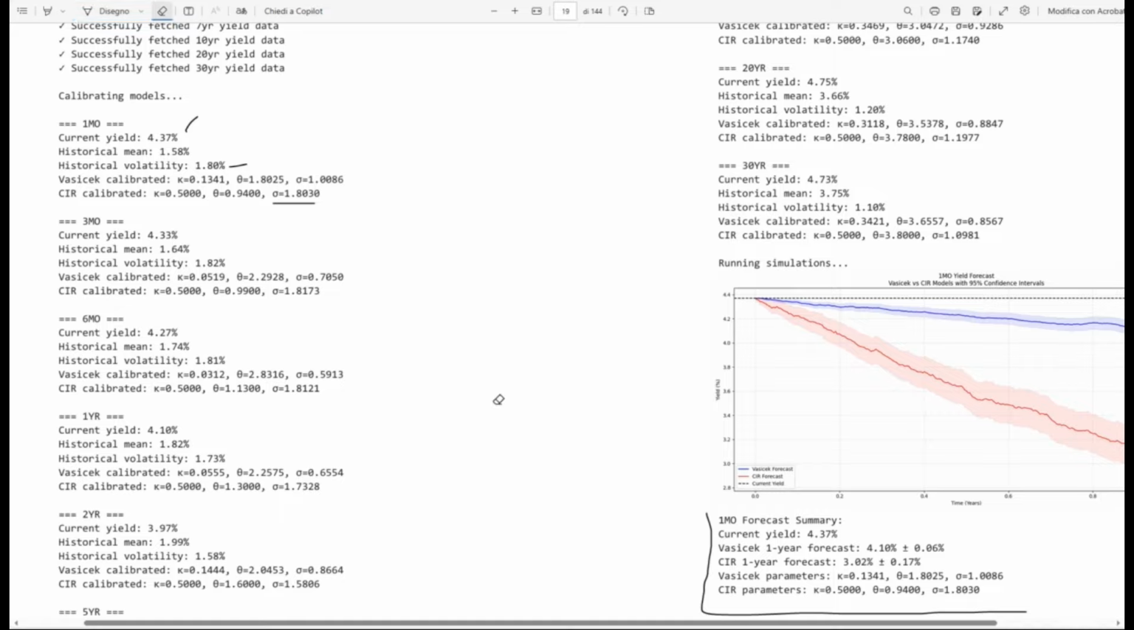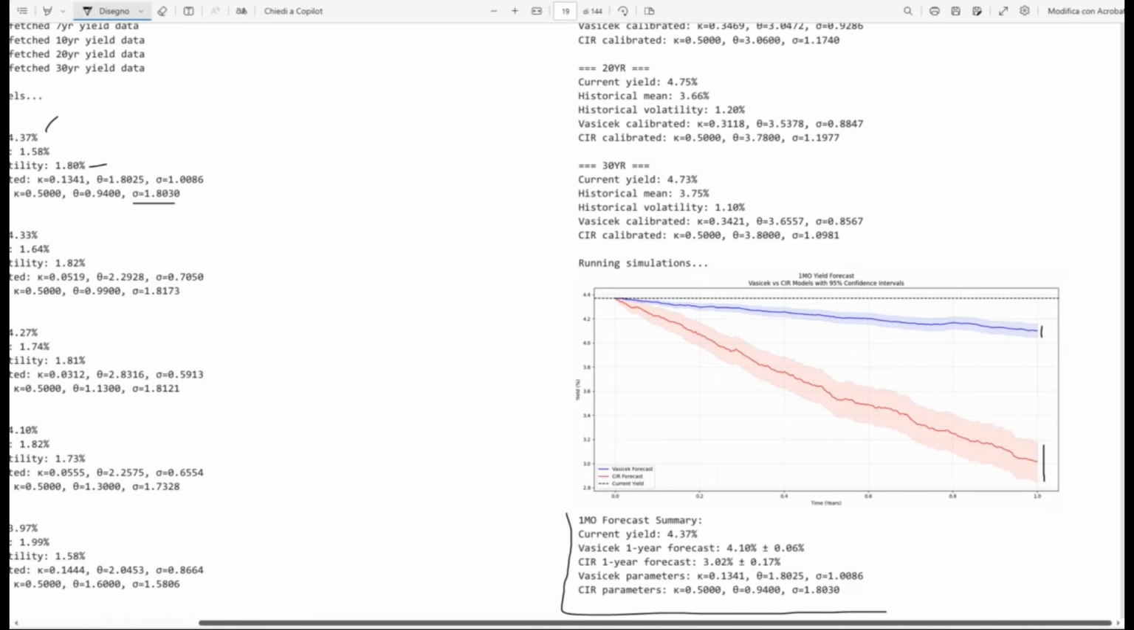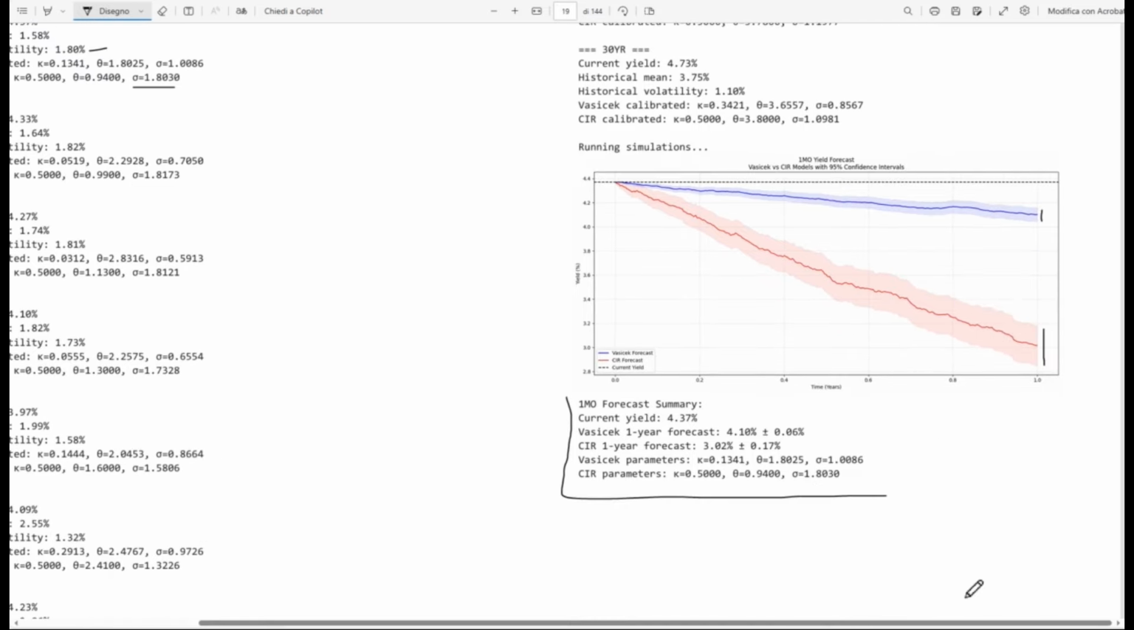So I would be more comfortable with the Vasicek model, which tells me, okay, yields in the next 6 to 12 months will go to 4% rather than 3%. But if you think of Q1 2026, Q2 2026, maybe, fingers crossed, you can hope that the Federal Reserve would set the federal funds rate at 3%. But the 1 month duration is not the 1 year duration. So let's see what the 1 year is.